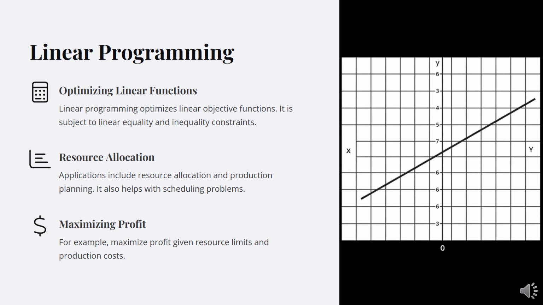Next is resource allocation. Imagine a company with limited raw material, labor hours, and machine time. Linear programming can help decide how to best distribute this limited resource among different products or projects to achieve a specific goal, for example, maximize overall production or profit.